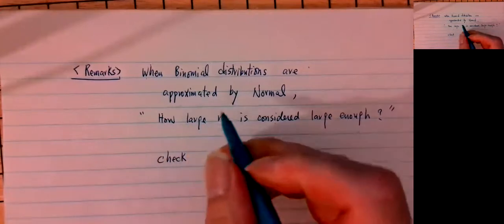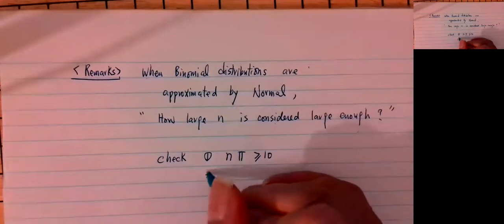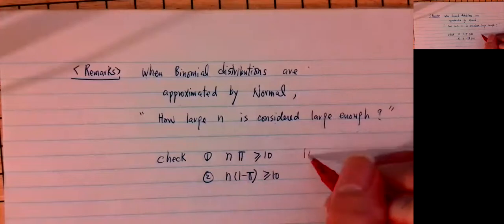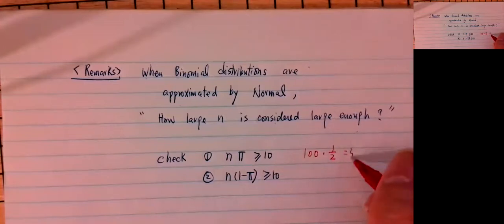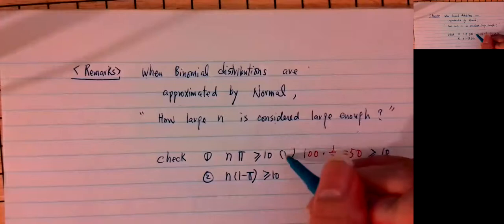When a binomial distribution is approximated by normal, a common question is asked: how large is n? N is the sample size. How large n is considered large enough? Okay? There is a checking condition. N times pi should be greater or equal to 10. N times 1 minus pi should also be greater or equal to 10. In our example, a fair coin. We flip the coin 100 times. A fair coin, pi means 1/2. 100 times 1/2 is 50. 50 obviously is way bigger than 10. Okay, so this one is okay.